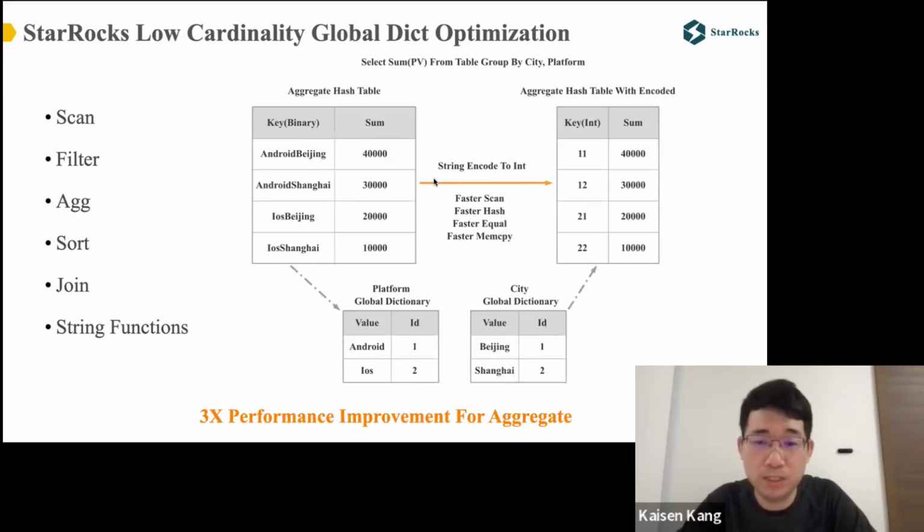Yes, we can see in this example, StarRocks maintains a global dictionary for the city and platform columns. And during the global aggregation, StarRocks will transform the string-based aggregation into an integer-based aggregation, which results in significant performance gains for operations such as scan, hash, equal, and memory copy. And this optimization typically yields an overall query performance improvement of 3 times.